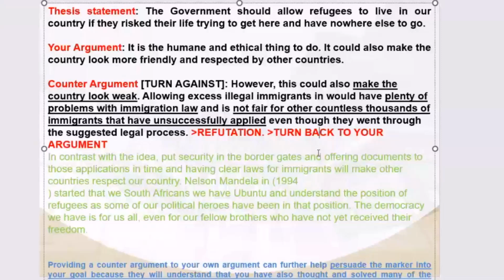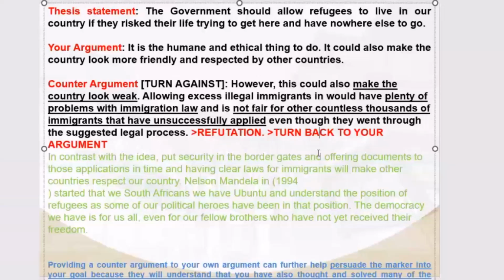Nelson Mandela, 1994, stated that we South Africans have Ubuntu and understand the position of refugees, as some of our political heroes have been in that position. The democracy we have is for us all, even for our fellow brothers who have not yet received their freedom. Okay, brilliant. I like the turning back to your original point, Sindisiwe.